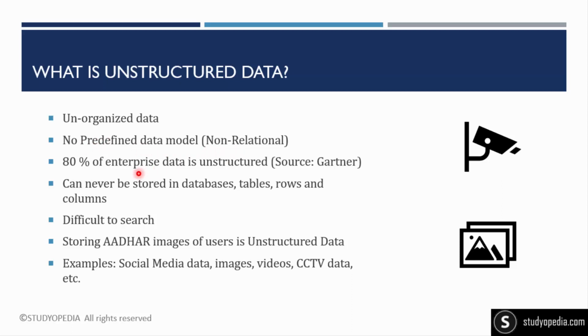80% of enterprise data is unstructured. So social media data is enormous. All this CCTV surveillance images and video data is enormous these days, due also to Facebook, Instagram, Twitter. All these data are unstructured. So 80% of complete data is unstructured, and only 20% is structured. Structured data can be managed in the form of database tables, but unstructured cannot be managed that way. We can never store it in database tables, rows and column form.